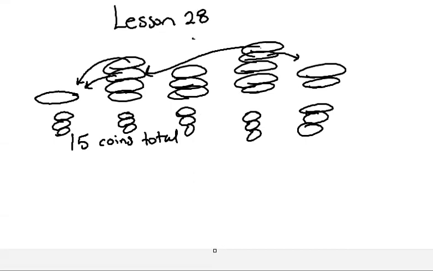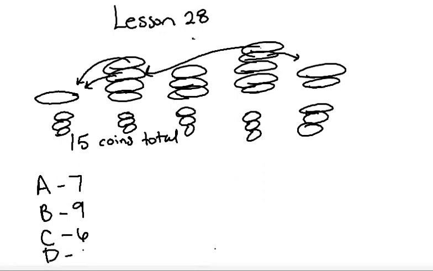So there are 4 teams participating in a scavenger hunt. Team A has 7 players. Team B has 9 players. Team C has 6 players. And D has 10 players. What's the average number of players?